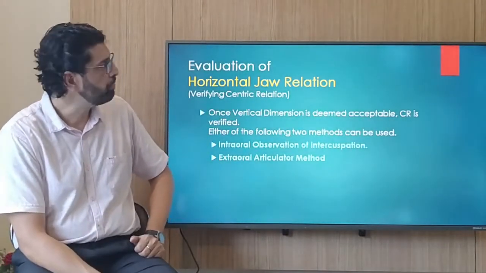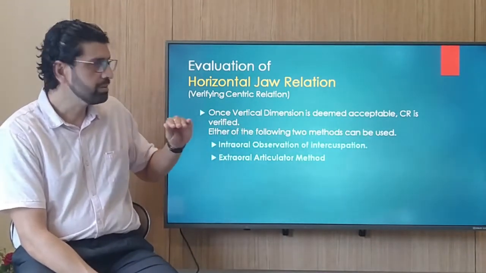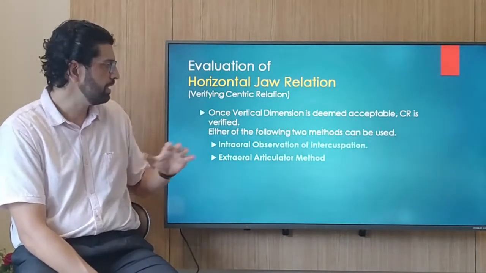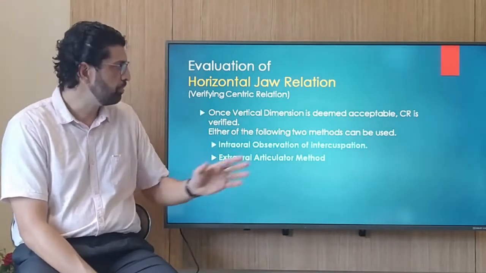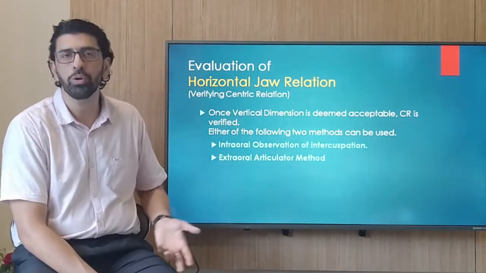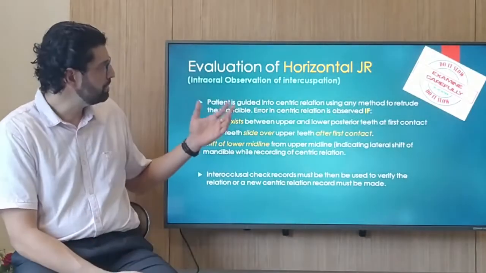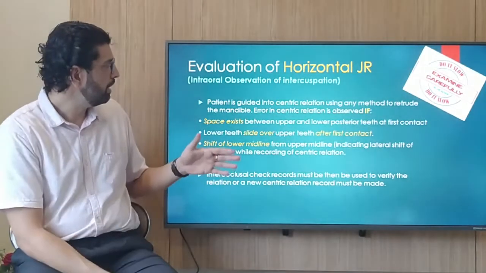So in evaluation of horizontal jaw relation, verifying the centric, once the vertical dimension is acceptable, you're going to look for the centric relation, and you're going to do an intraoral observation of this intercuspation and centric relation, and you're also going to do an extraoral articulator method. So in the intraoral observation of intercuspation, you're going to guide the patient to centric, right?